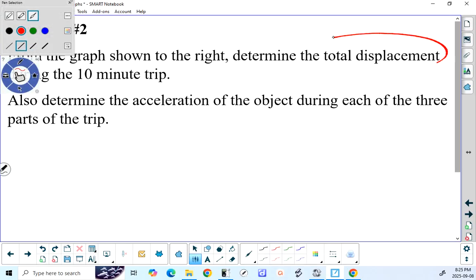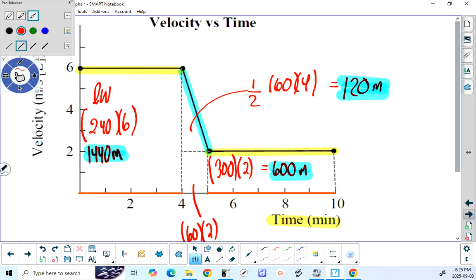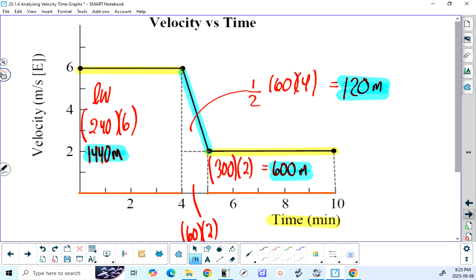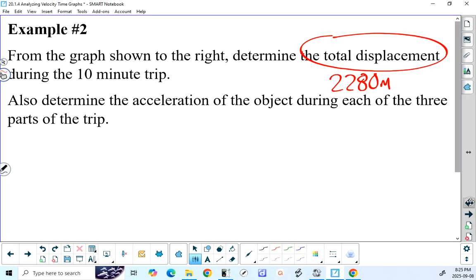Total displacement, 2,280 meters. If we take a look at the graph, all of those velocities were east, so that means all of these displacements are east. We can put east as a direction.